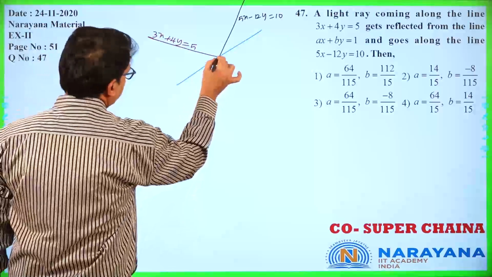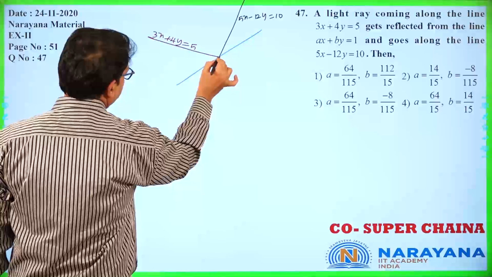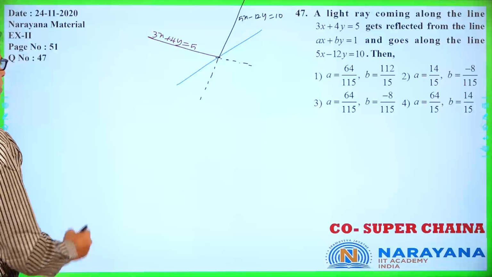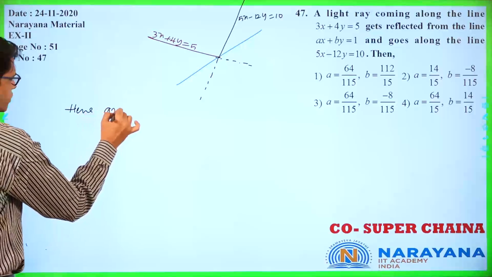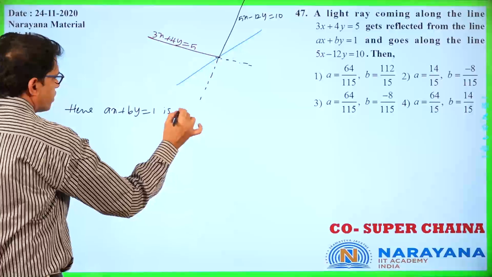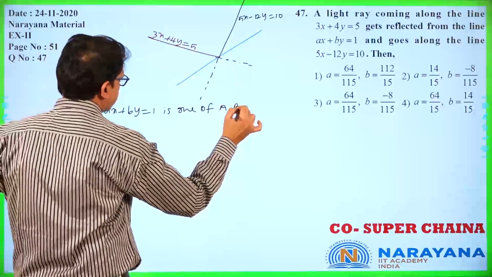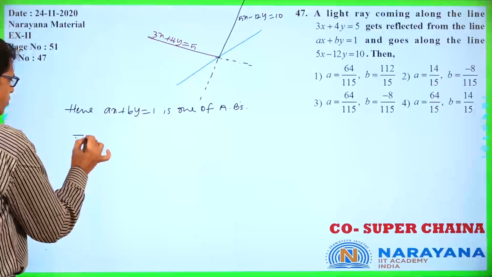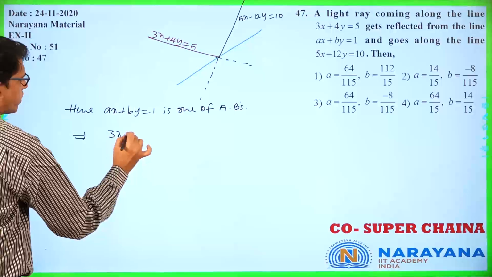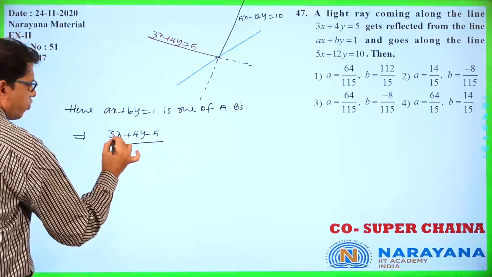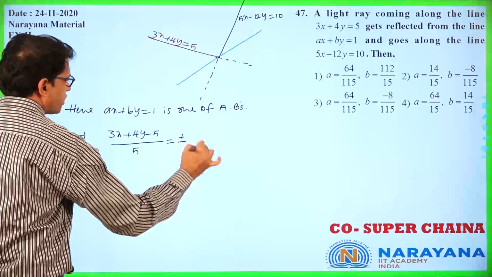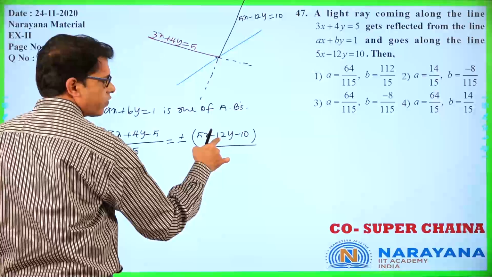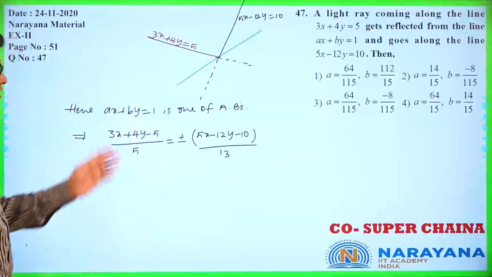If you produce these two lines, you observe it is nothing but an angular bisector. It means ax plus by equals 1 is one of the angular bisectors. So what is the formula? Modulus of 3x plus 4y upon root of a square plus b square equals plus or minus (5x minus 12y minus 10) upon root of 25 plus 144, so 13. First, you take the plus symbol.